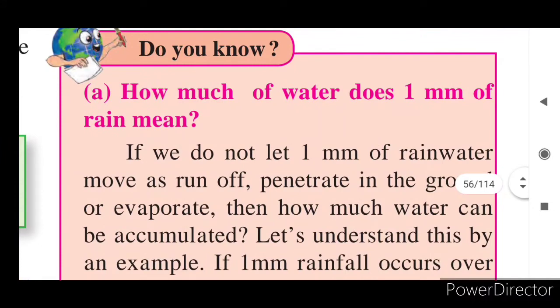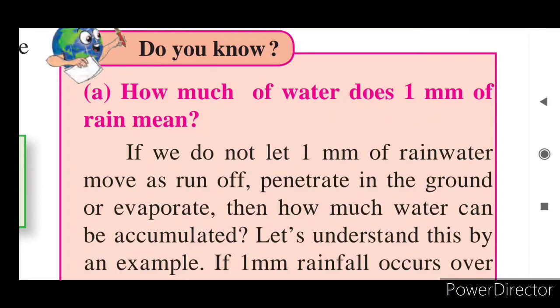Do you know how much water 1 millimeter of rain means? We say that 1000 millimeters of rainfall took place, or 500 millimeters of rainfall fell in a particular region in one day. Like that we always hear in the news. So let us see how much rainfall 1 millimeter means. If we do not let 1 millimeter of rainwater move as runoff, penetrate the ground or evaporate, then how much water can be accumulated?